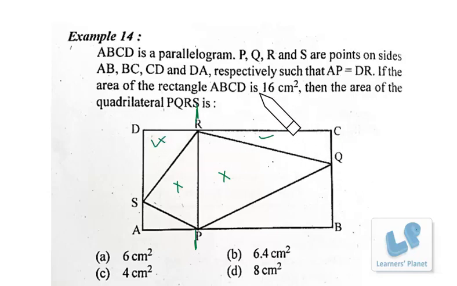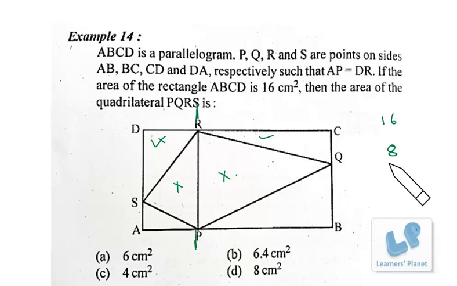And area of ABCD is 16. That's already been given. Area of this triangle is half of this rectangle, and area of this triangle is half of this rectangle. So the area of both the triangles combined will be half that of the area of the rectangle, right? So that will be 8, obviously. And 8 is basically the area of this triangle plus this triangle, which if we combine, we get the quadrilateral PQRS. So area of this quadrilateral PQRS will be nothing but 8.